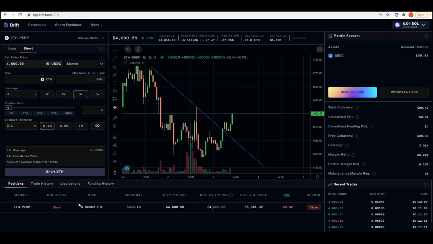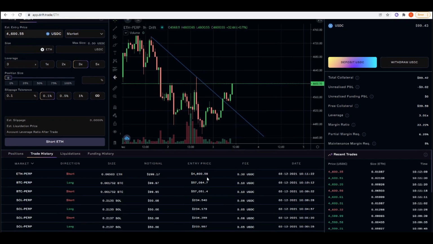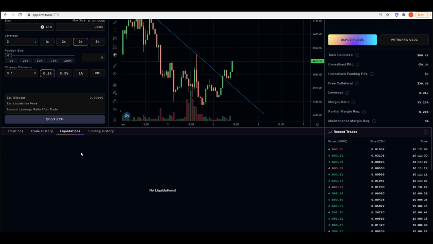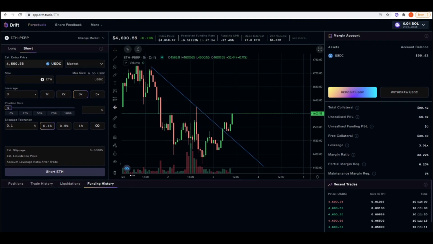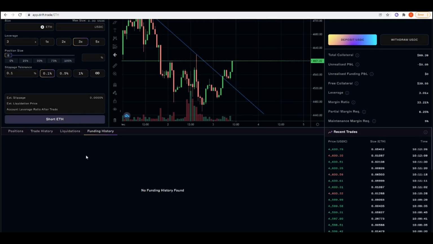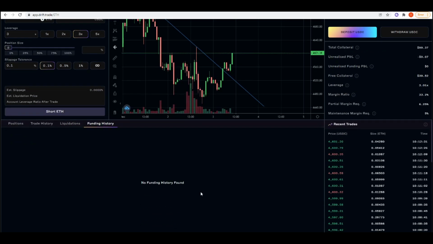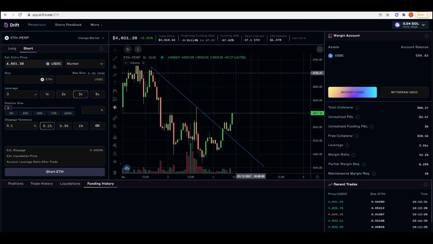So I'm going to take a look at some of the trade history. You can see here, these are all the different trades that I've made. And then liquidations, because I've not got liquidated, none are going to show up. And then we have funding history. So funding history is the amount that you pay every hour. We talked about the funding rate earlier on. But because I've not actually held a trade that long, I'm going to have zero funding history for right now.